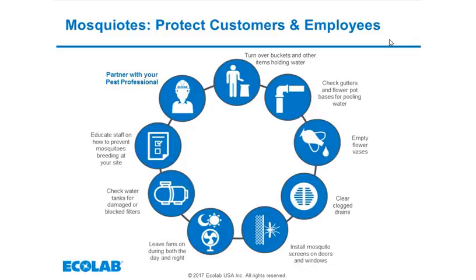And leave fans running during the day and night. This creates wind speed that makes it really difficult for mosquitoes to fly through the structure. As I mentioned, they don't fly very well, so any fans moving air around can make it more difficult for them to get inside. Educate your staff and customers on how to prevent mosquito breeding sites and how to protect yourself. And finally, another important step to reducing mosquito pressure at your property is to partner with a pest management company.